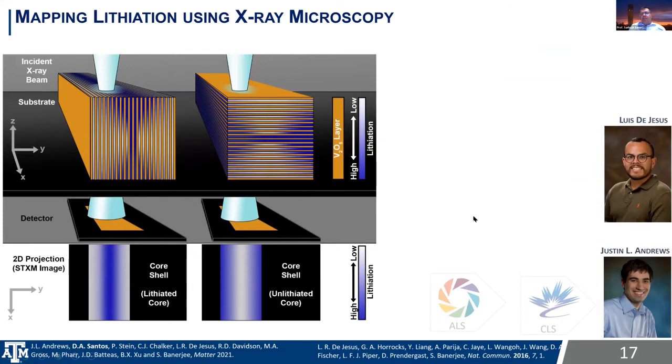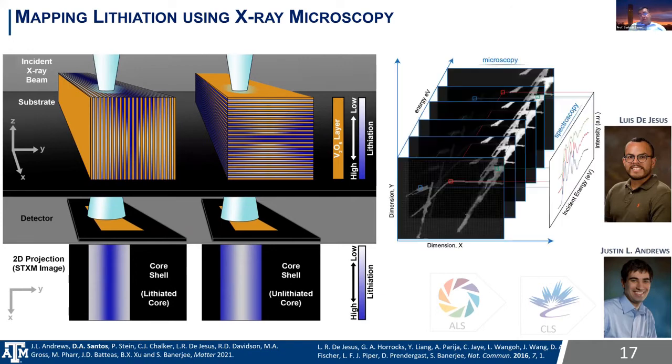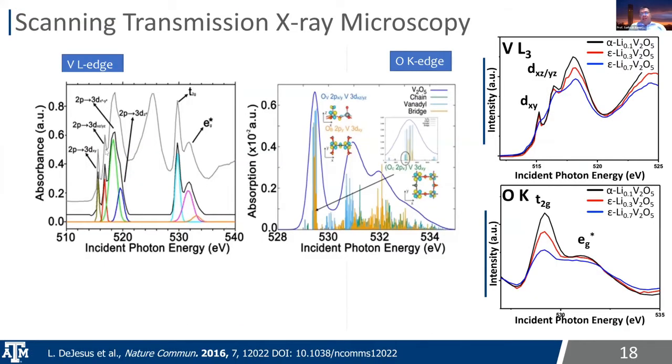So moving forward a few years, this is work from Luis de Jesus and Justin Andrews in my group. We were able to do scanning transmission X-ray microscopy. So what we're doing here is we take a finely focused X-ray beam and we raster scan it across individual particles that are at varying extents of lithiation. And we can essentially acquire an X-ray absorption spectrum for one particle, or really on very, very small pixel sizes. So this is hyperspectral imaging. This is work done at the Canadian Light Source, really an incredible resource for advancing battery science and other kinds of science.